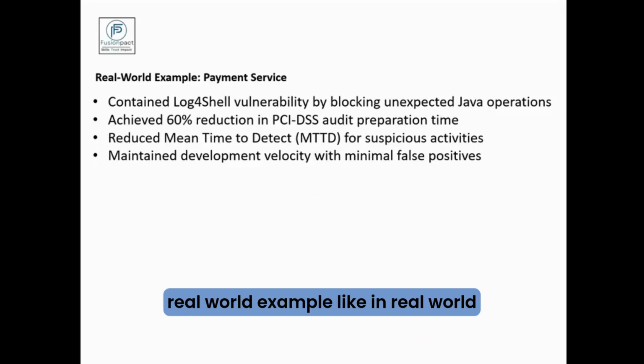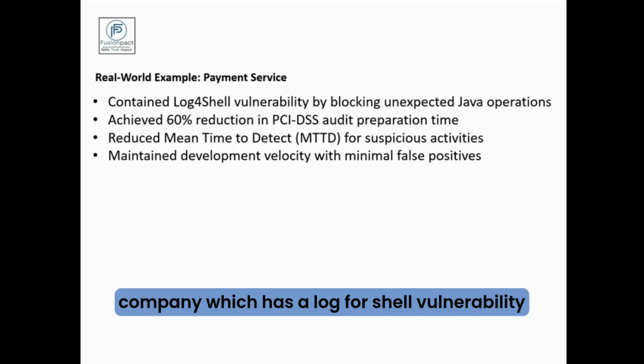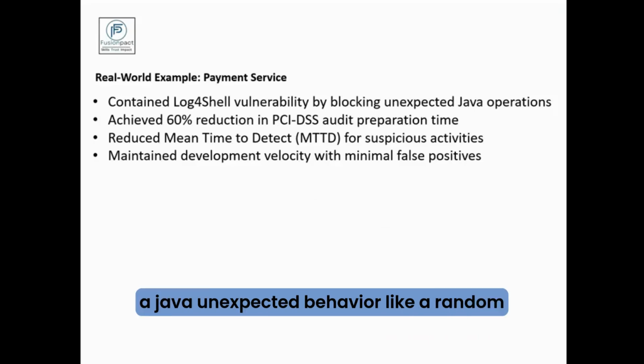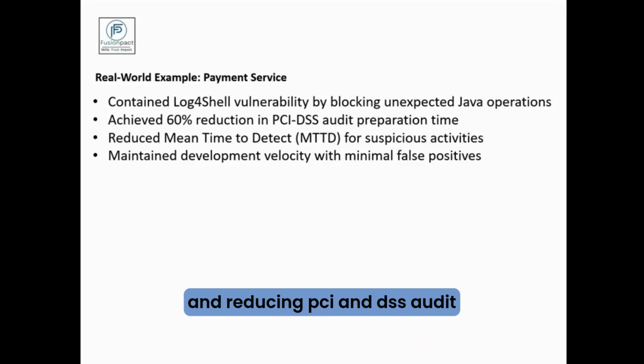In a real world example, we can take a company which has a Log4Shell vulnerability. It is going to block unexpected Java behavior, like a random execution triggered by any exploit, reducing PCI DSS audit time by 60%, because it enforces tight access restrictions, Linux commands and folder blockages like that.